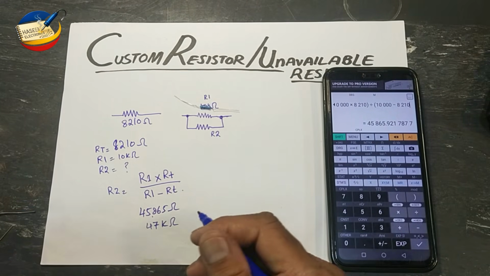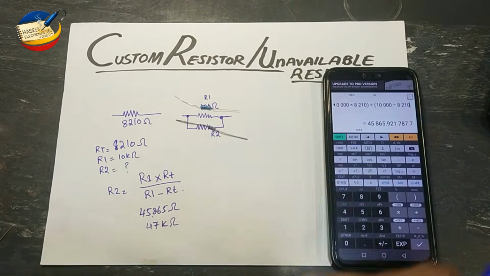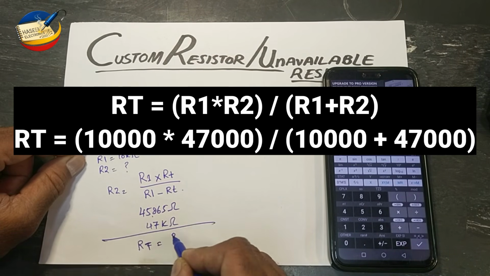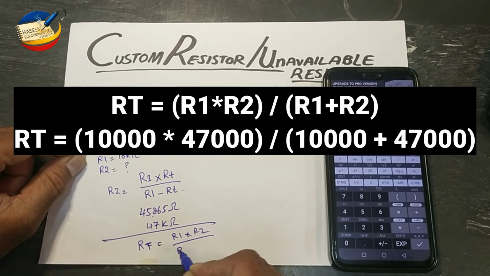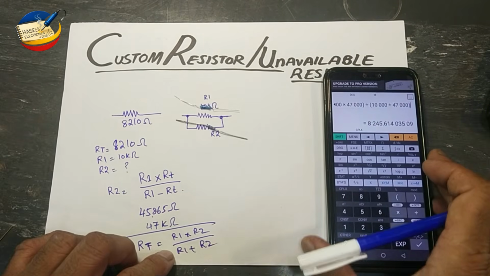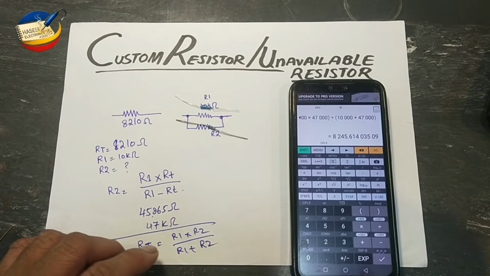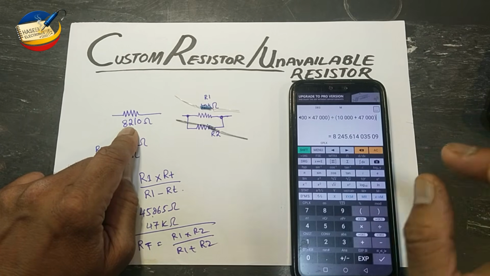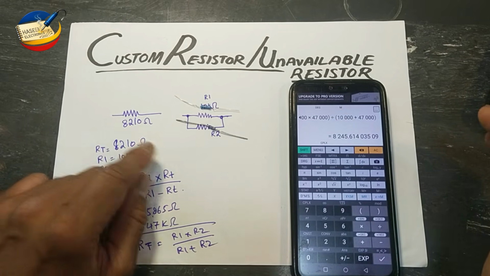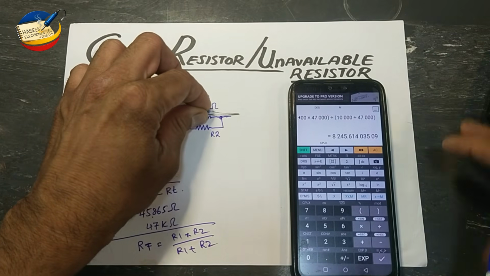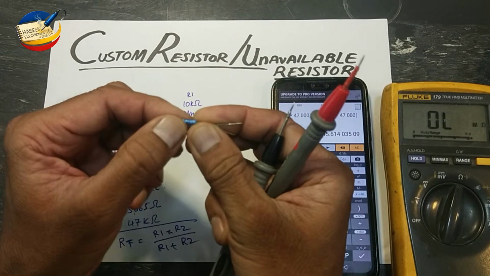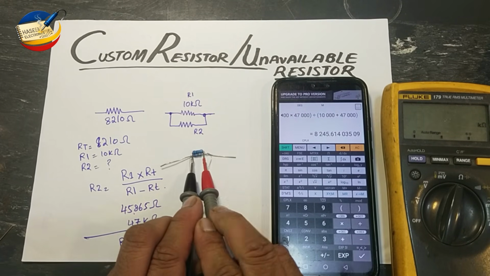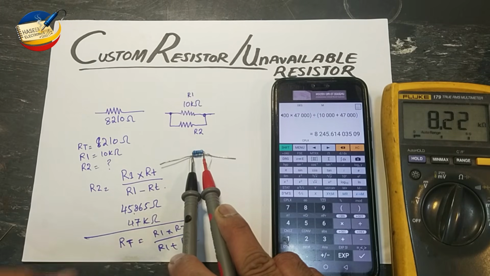This is the 10K and I have this 47K. If I connect both in parallel, we can calculate RT as R1 times R2 divided by R1 plus R2. The new resistor will be 8245, which is much closer to our required value. If we calculate with tolerance, it will perfectly match our required value. So we can connect both resistors in parallel. If you connect resistors in this way, we have 8.2K. Perfect. So using this method, we can make our custom value resistor.